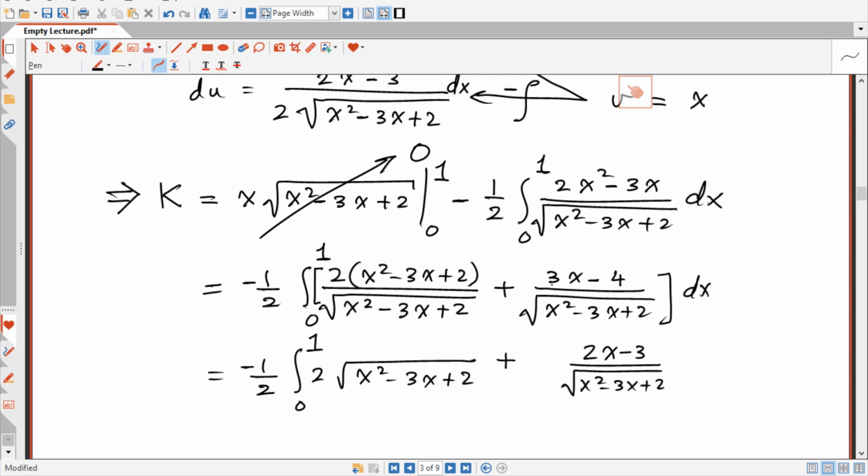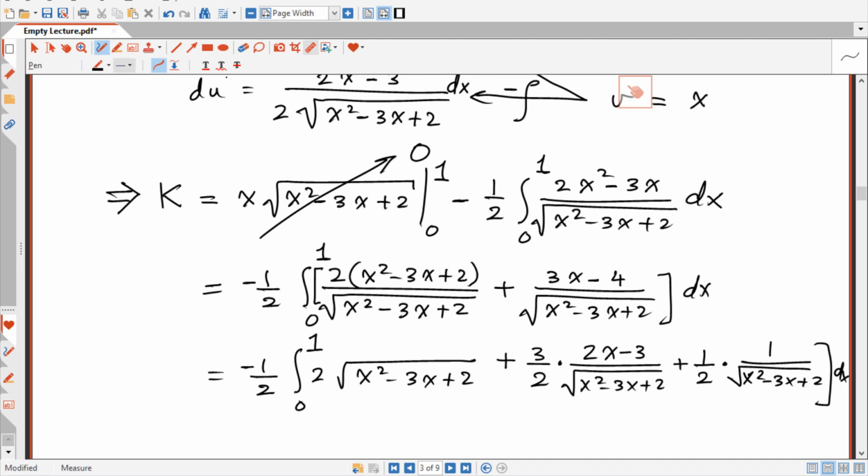So to make the 2x become 3x, we have to multiply by 3 over 2. So we have 3 over 2 times 2, that's 3x, that's this term. 3 over 2 times minus 3, that's minus 9 over 2, that's minus 4.5. We have to make it minus 4, so we have to add half. So plus 1/2 times 1 over the square root of x squared minus 3x plus 2, and that is dx.